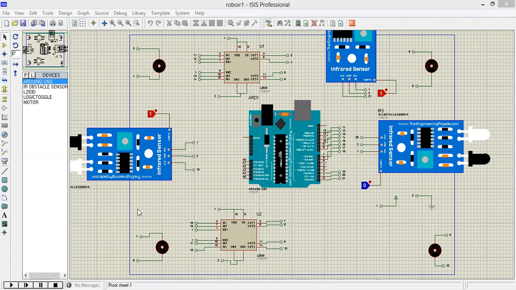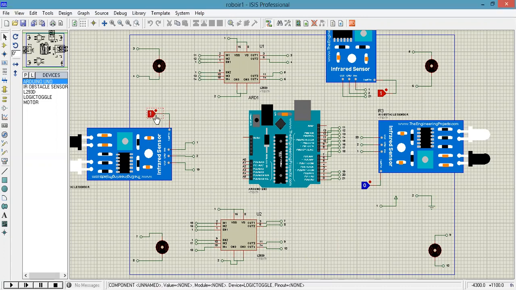After that, you have to make all the connections. When the connections are over, you have to write the program. Here, suppose the sensor value is 0. If all three sensor values are 0, that means there is no obstacle in front of the robot, so the robot will move forward. Moving forward means all the motors will rotate in the clockwise direction.